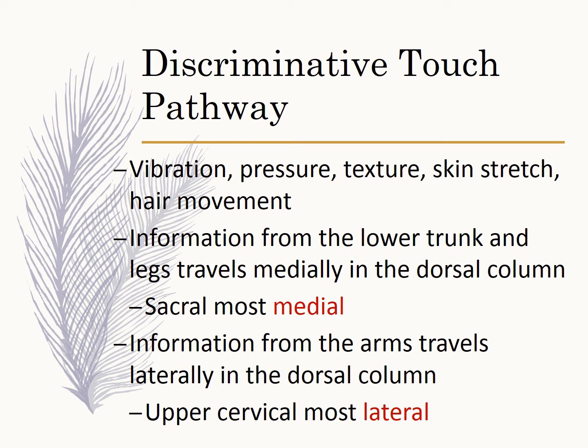Information from the lower part of the trunk and the legs is going to travel most medially in the dorsal column, with information coming from the sacral spinal segments being the most medial. Information from the upper extremities is going to travel laterally in the dorsal column, with the upper cervical levels being the most lateral.